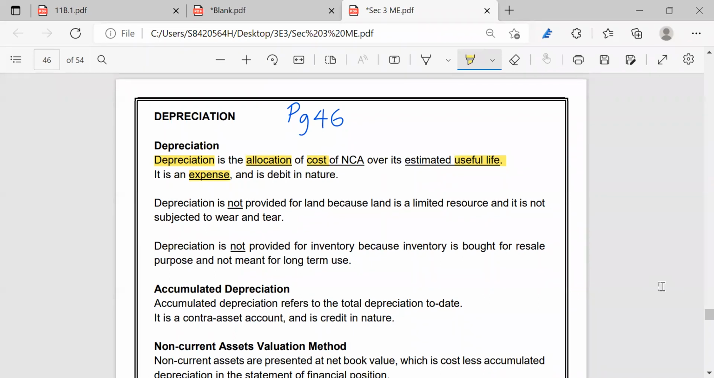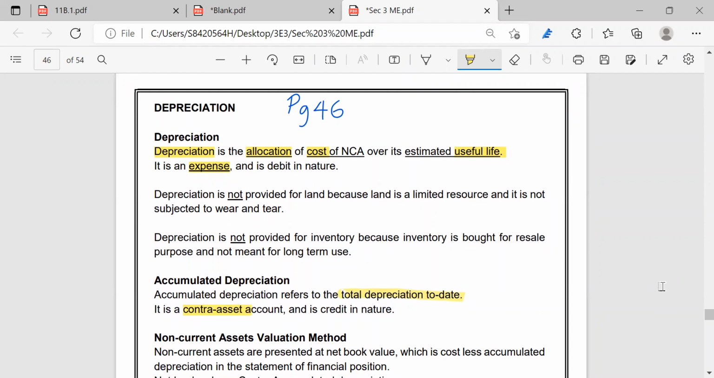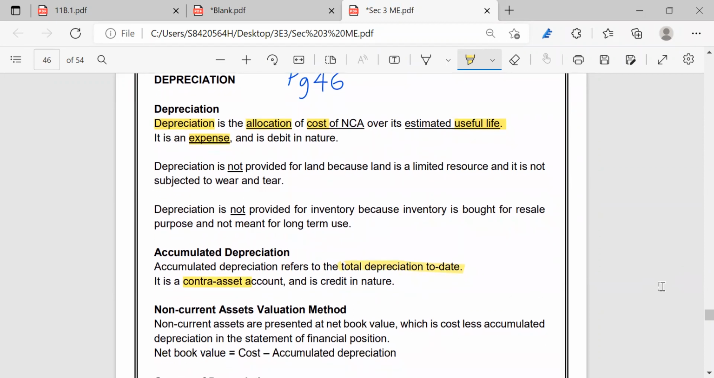Later we'll look at this thing called accumulated depreciation. That is the total depreciation to date. This is a very useful account because it is a contra asset account. What is contra asset? Contra asset basically means a contrast of your asset. It is a negative asset account. So you can put negative A here to tell yourself accumulated depreciation is a contra asset account.